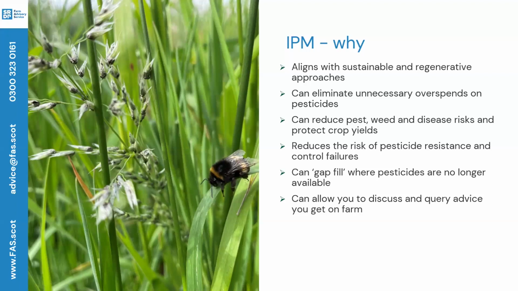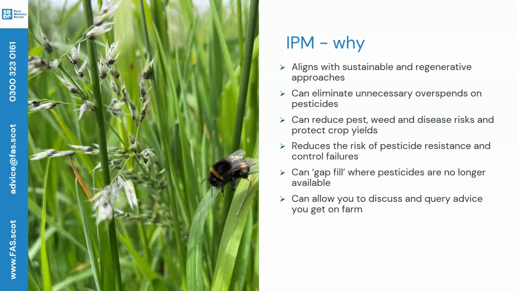It's beneficial in terms of reducing reliance on pesticides, so you help reduce the risk of resistance. And we know that we're losing agrochemicals both through regulatory reasons, but also through resistance. So as a consequence, IPM can kind of gap fill as well. Where we've lost pesticide tools, other approaches, say varietal resistance, can help you bridge that gap. And then it also allows you to discuss and query advice that you get on farm.